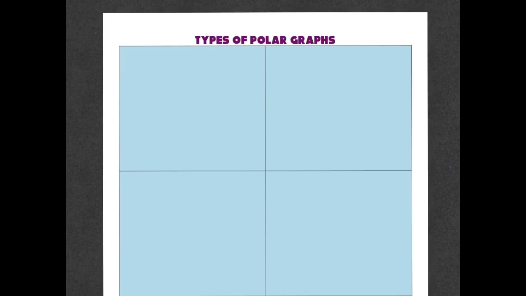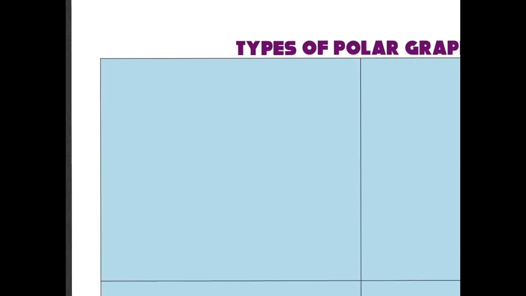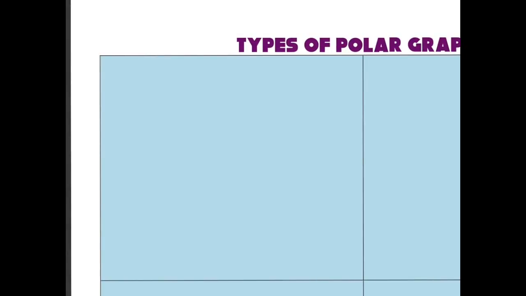So I want to start today with a quick review of what we talked about yesterday in 9.6. We'll start with the different types of polar graphs. There are actually 4 different types. The first one that we talked about was the limicons.